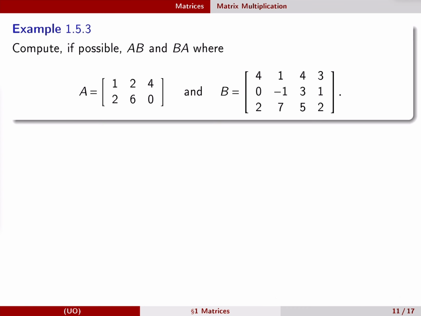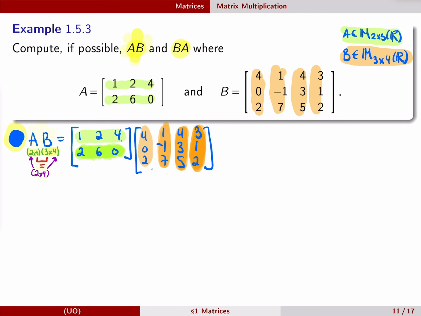I know you want more, so here's some more. So next example, let's compute AB and BA if possible. So if we start with AB, AB is the first one I'm going to check. So again, small dimension analysis, 2 by 3 times a 3 by 4. Those inner numbers are equal, and the outer numbers give me the dimension of my matrix. So I'm building a 2 by 4 matrix.